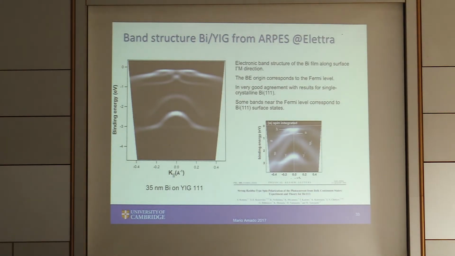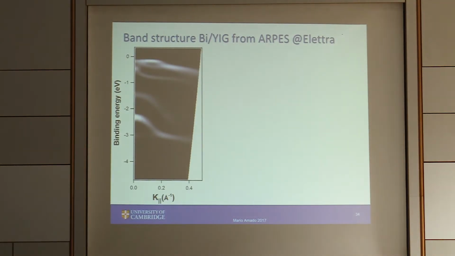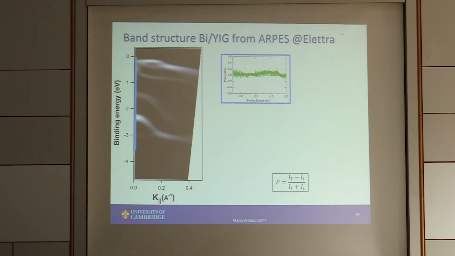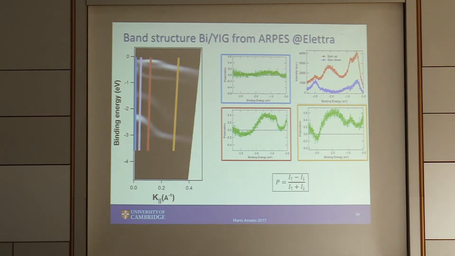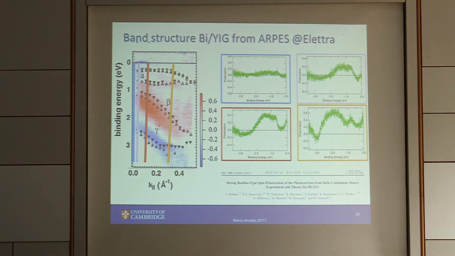We also did some ARPES in the Elettra synchrotron, and we were studying if YIG is going to modify dramatically the bismuth states, so the different layers of bismuth at different energies. What we have observed is that if we take a cut of the band structure of bismuth on YIG, what we have is the polarization of the bands at different energies. This polarization of the bands was obtained, of course, during ARPES, angle-resolved photoemission spectroscopy, and they compared pretty well for bare bismuth. So we are able to deposit bare bismuth, which is more or less as good as crystalline on top of the YIG.